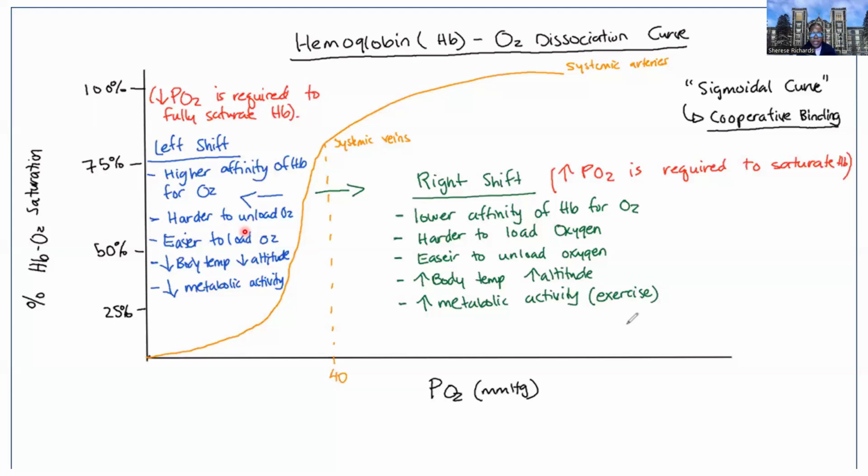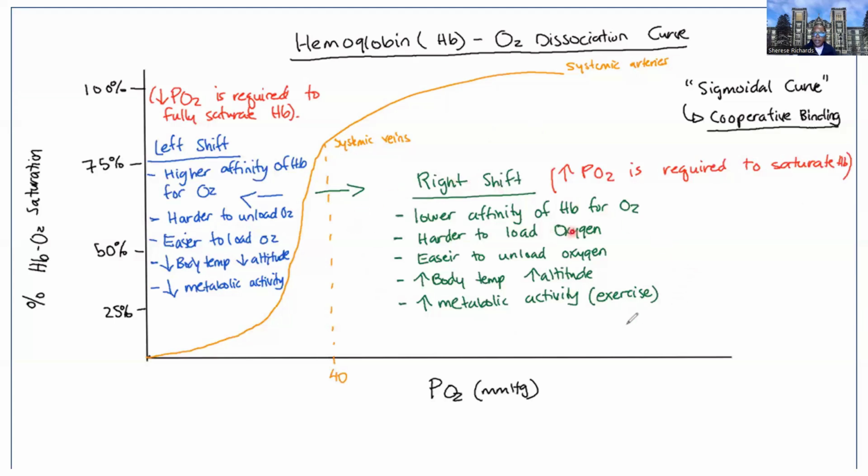This can be seen with decreased body temperature or decreased altitude. Let's say you're somewhere that is below sea level, or this can be seen with decreased metabolic activity or metabolic demand. Right. The opposite of that is what we described in terms of the Bohr effect and the carbamino effect. Both of those are examples of a right shift. This is where there is an increased partial pressure of oxygen required to fully saturate your hemoglobin.